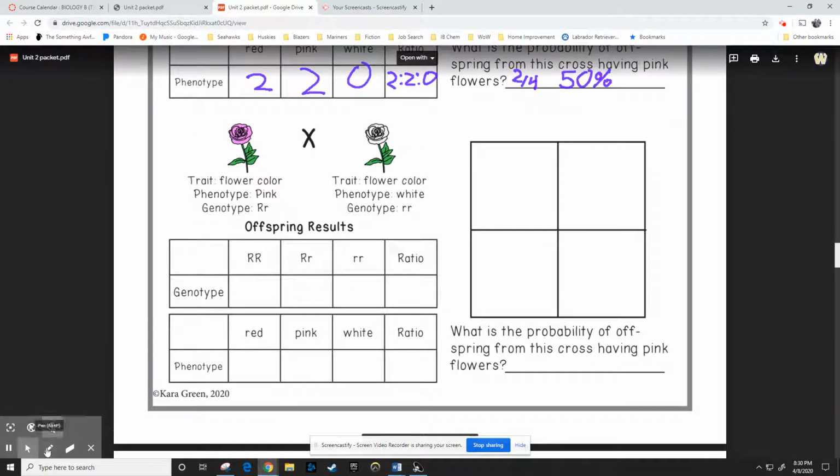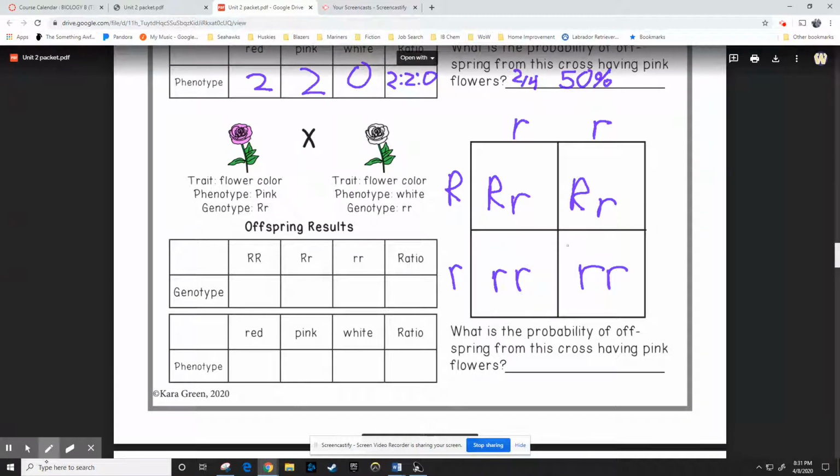All right, so for this one, we have a white flower and a pink flower. The white flower is homozygous recessive, two lowercase r's. The pink flower is capital R, lowercase r. It's heterozygous. And let's go ahead and fill out our Punnett square. Bring this capital R across. Bring this lowercase r across. And then coming down, we have lowercase r's in both cases for both columns.